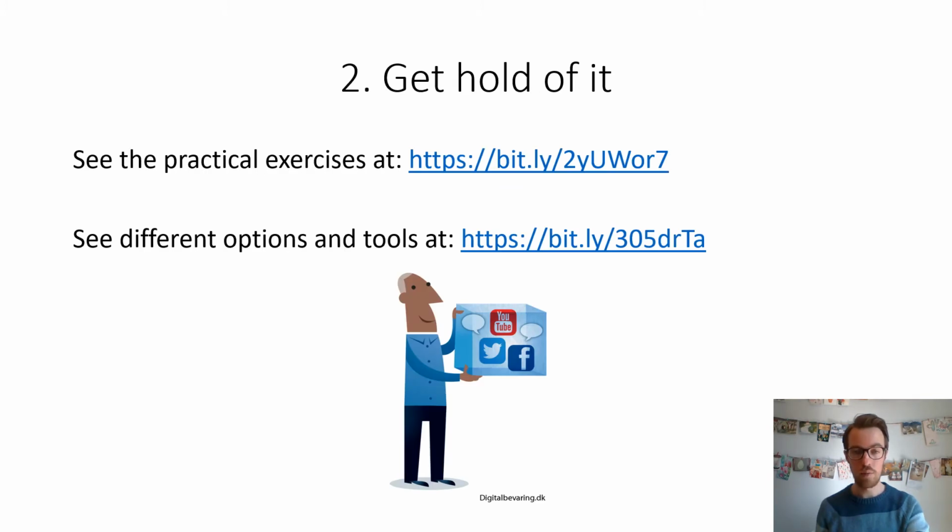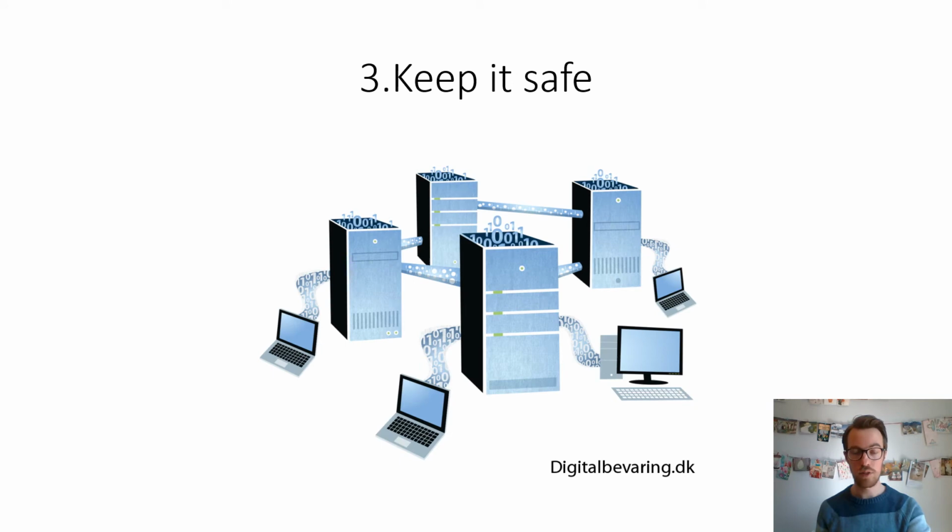So once you've decided what you want to keep, you'll then have to get hold of it somehow. So when we ran the workshop last year, I developed some practical exercises which are linked to there. Those will take you through different ways of getting hold of different kinds of material, including Facebook content, Twitter content, emails, websites, files on hard drives, and data on CDs and DVDs. There's also plenty of information about different options and tools for getting hold of content in the supporting notes that I've linked to there. So once you've chosen what you want to store in your archive and you've got hold of it, you'll then have to move on to point 3, which is keeping it safe.